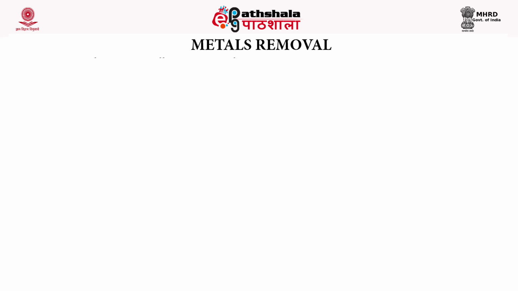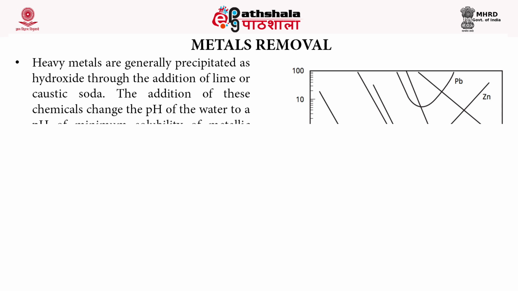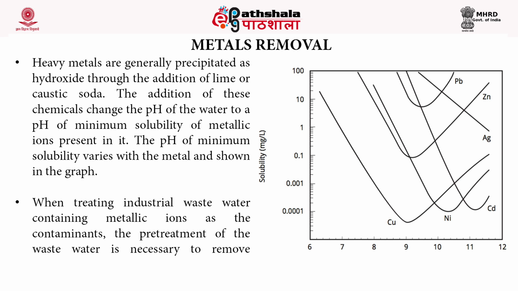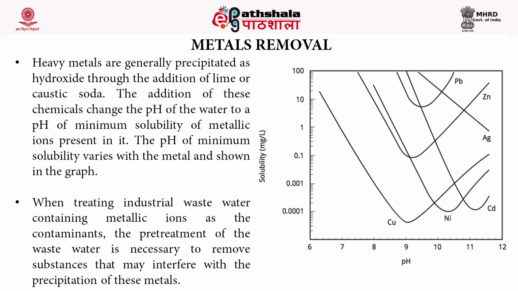Metal removal. For the removal of metals from the wastewater, we first study the metal hydroxide solubility curves at different pH. The heavy metals are generally precipitated as hydroxides through the addition of lime or caustic soda. The addition of these chemicals changes the pH of the water to a pH of minimum solubility of the metallic ions present in it, and this value can be taken from the graph. The pH of minimum solubility varies with the metal.